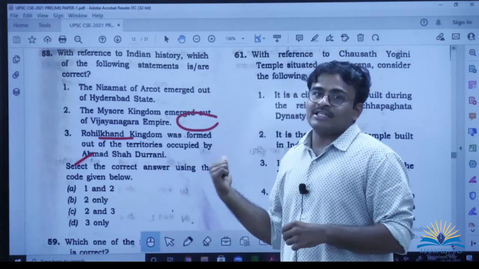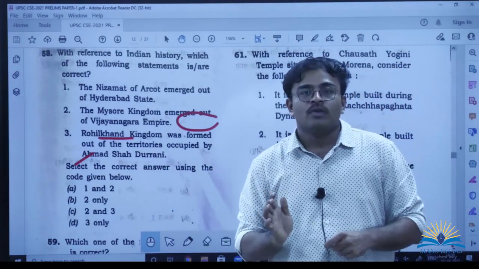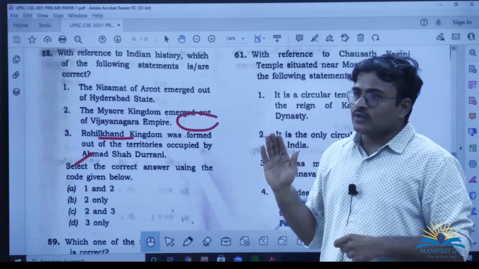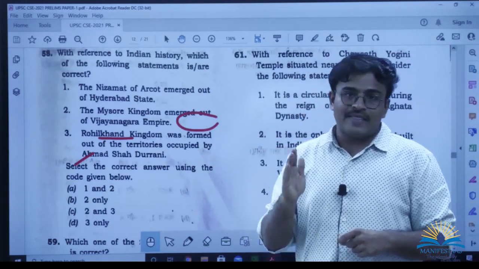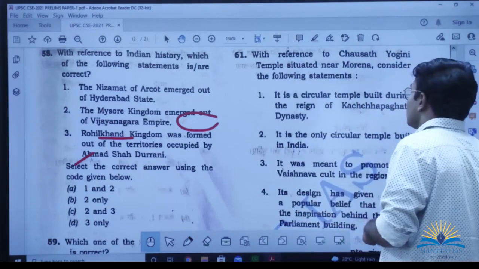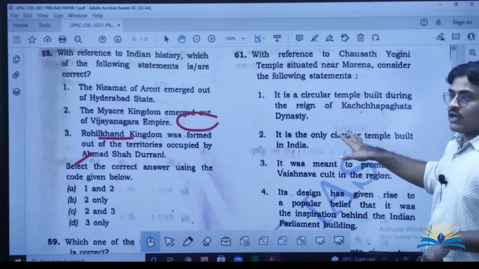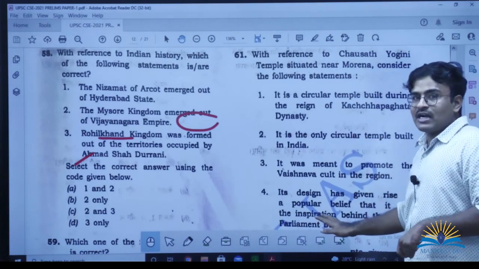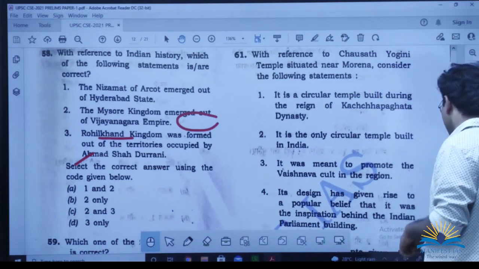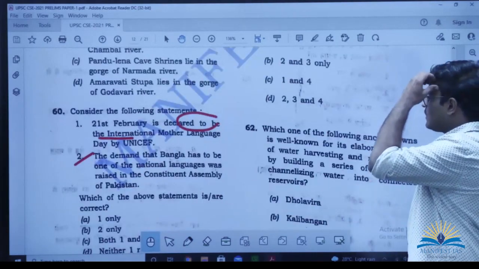It is established by the Kachchhapaghata dynasty, and it is associated with Shaivism but not Vaishnavism. It is also known as the Chausat Yogini temple. It is also known as the Mahadeva temple. Mahadeva means Shiva. So if you just know that the fourth statement is correct and the first statement is correct, then automatically you will be able to arrive at the answer. 1 and 4 is the answer for this question. Roughly, C is the answer.